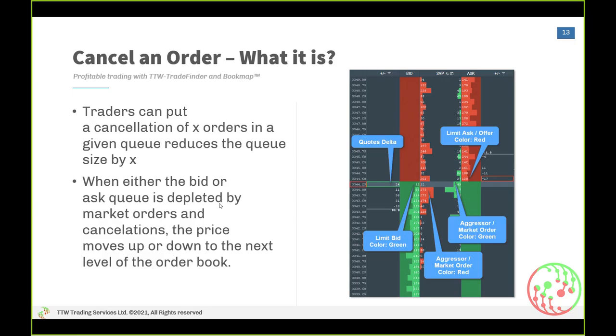Therefore, the visualization, as I mentioned, I'm a visual guy. The visualization of an order book is extremely helpful. It's helpful to see what really happens in the book. When either the bid or ask queue is depleted by market orders and cancellations, the price moves up or down to the next level of the book.